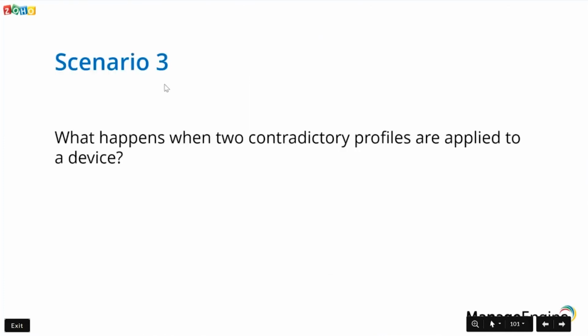Scenario 3. What happens when two contradictory profiles are applied to a device? This is a very common question that we get because admins are curious as to how we handle multiple profiles being associated with devices. Let's say you are trying to apply two restriction profiles to devices. In the case of Android, the most recent restriction profile will be applied on the device. And in the case of iOS, the most secure set of restrictions will be applied.